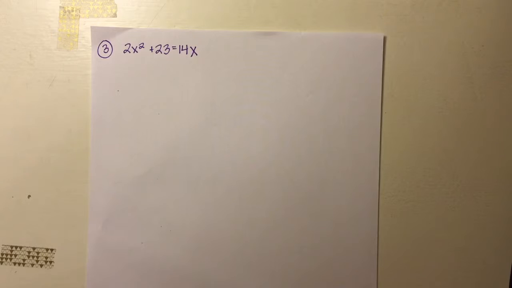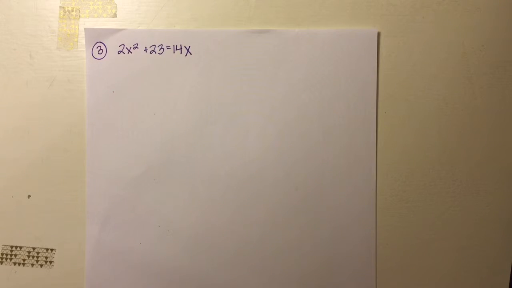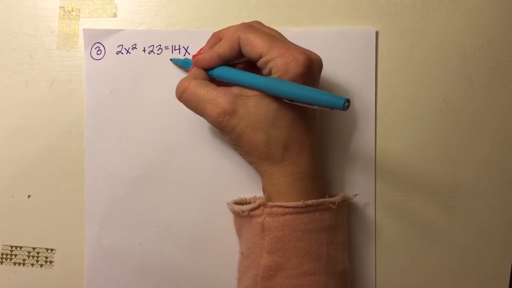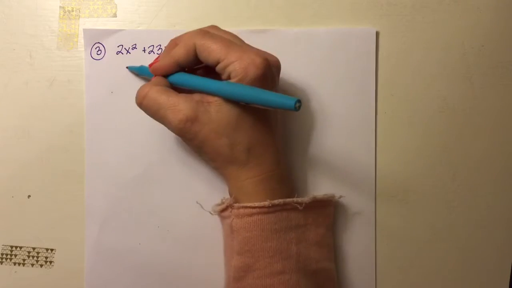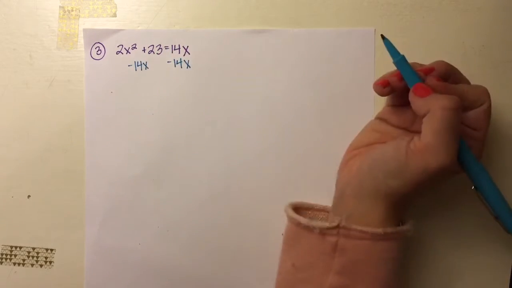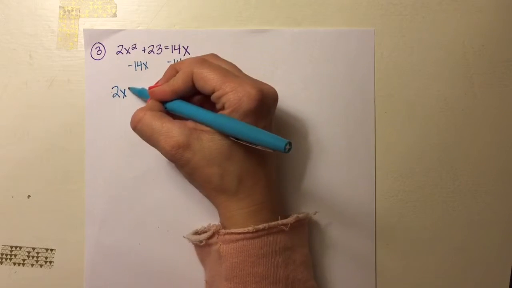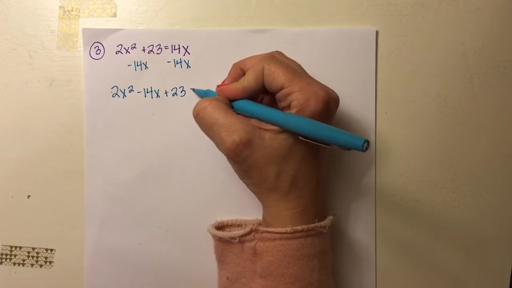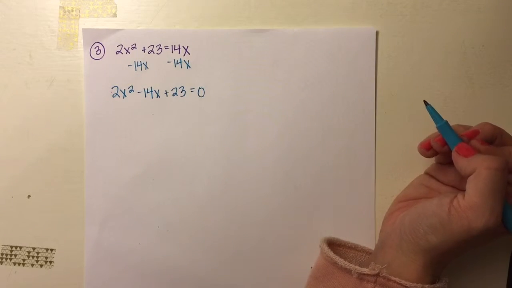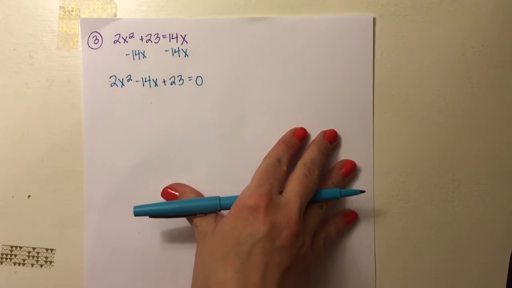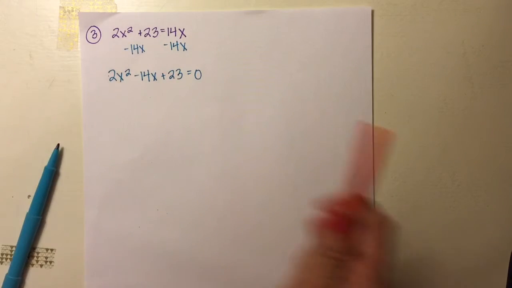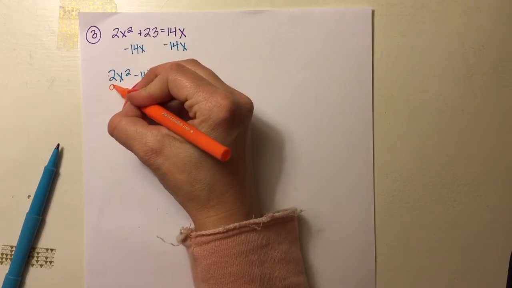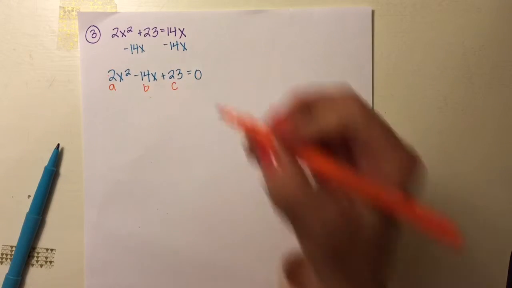To our next example, which is 2x squared plus 23 equals 14x. So I want to have it set equal to 0. I can't talk, it's late. So we're going to subtract 14x from both sides. That leaves me with 2x squared minus 14x plus 23 equals 0. There's nothing that they're all divisible by, so I'm going to go ahead and label them here, a, b, and c.